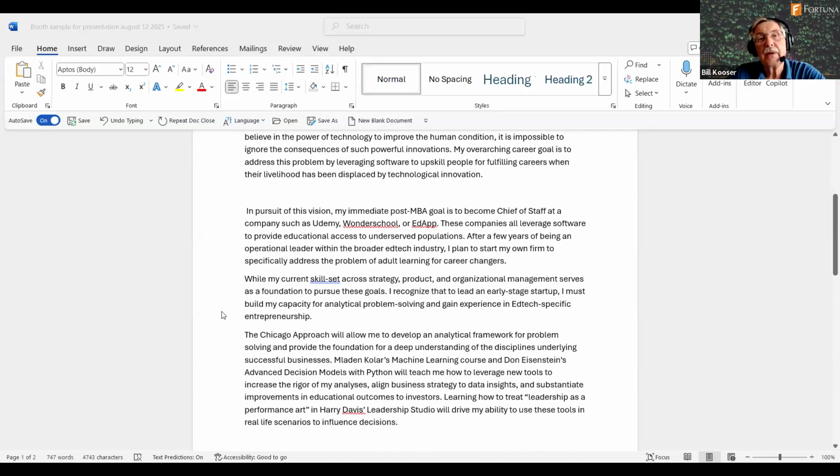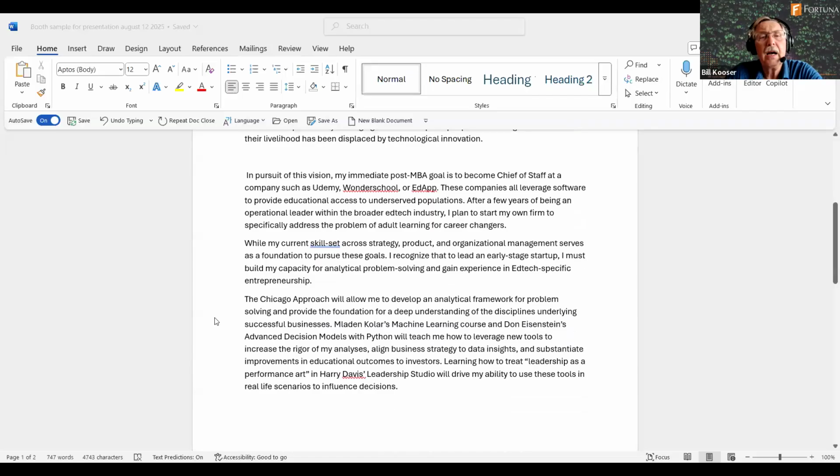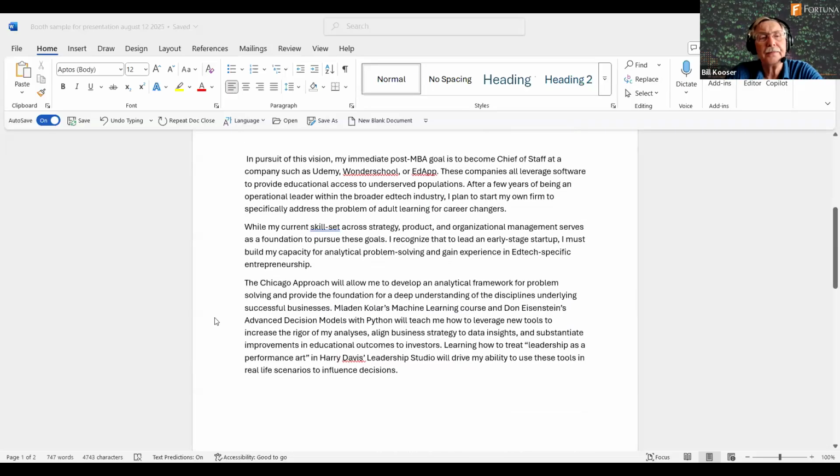He then goes into the immediate goal. You're not going to start this company immediately, so what do I do in the interim? I'd like, after I get my MBA, to move on to a company that does work in this area, that does help develop new skills, that does help upskill the labor force. That's what he wants to do immediately after school. And then going from there, he will start his own firm at some point.